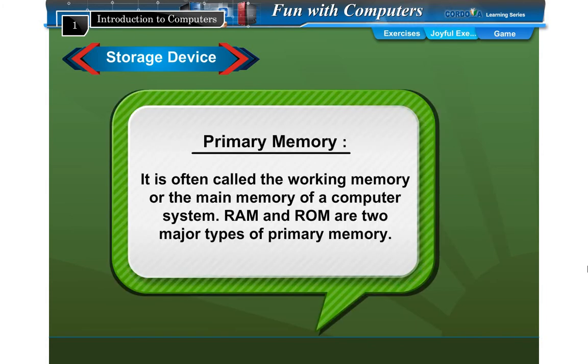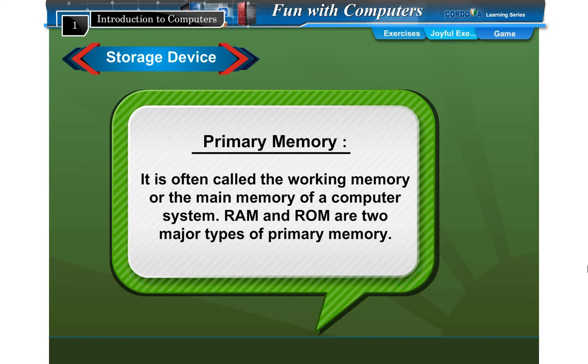Primary memory is often called the working memory or the main memory of a computer system. It is capable of sending and receiving data at a very high speed. It is temporary in nature, that is, data stored in primary memory are lost when the computer is switched off. So it is also called volatile memory. Example of primary memory is RAM.